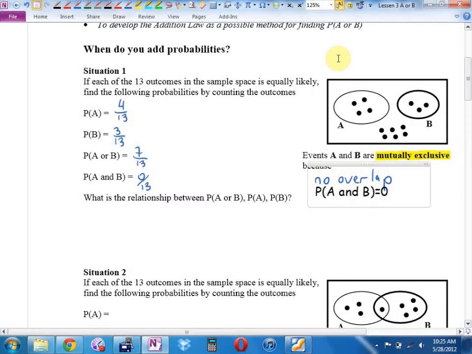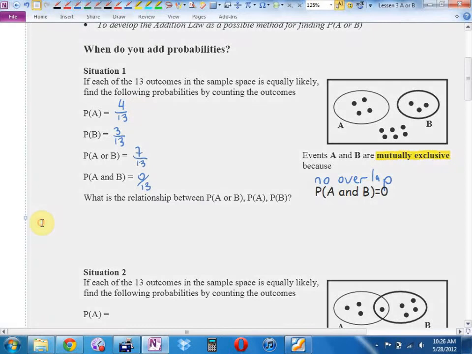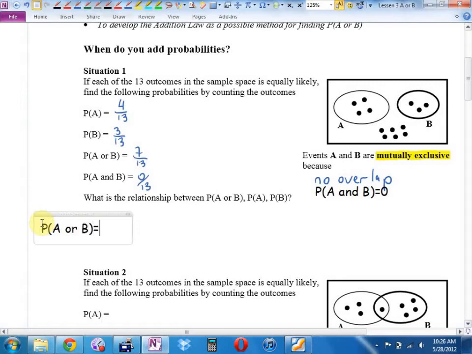What I want you to notice here, Steph, is can you see a relationship between these top 3 numbers? Can you say it mathematically? I think what you're saying is this. Is that what you're saying? What you're really saying, Steph, is I think OR means to add. If they want OR, what I'm really doing is I'm adding them together.